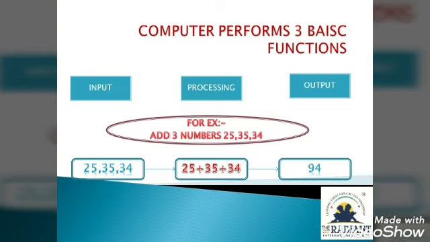For example, let me take a simple example of adding 3 numbers, that is 25, 35 and 34. I am giving you a task to add these 3 numbers. So for you, what is input? Input is these 3 numbers, 25, 35, 34. This is the input. What is processing? Processing is the addition, 25 plus 35 plus 34, right? And the desired output is 94.